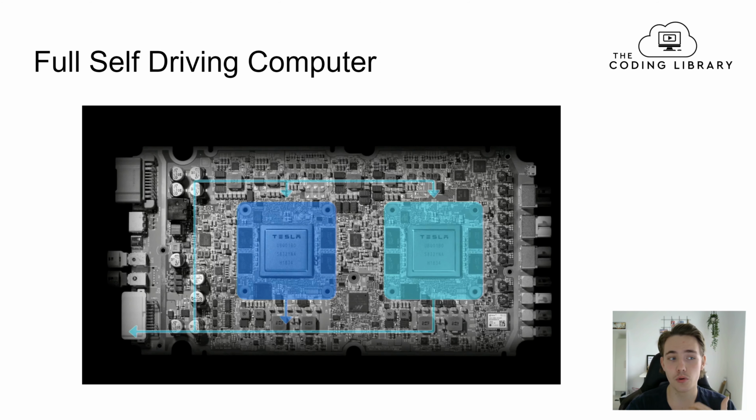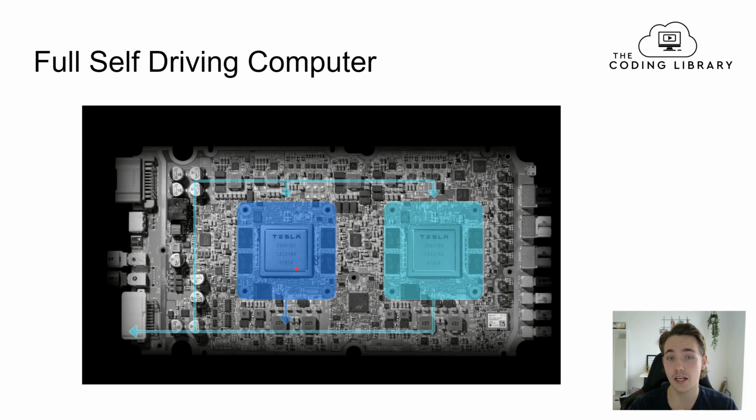So Tesla has their own full self-driving computer. In the past they used NVIDIA GPUs, but they found out it isn't fast enough for the kind of applications that Tesla wants. So they developed their own full self-driving computer, which has 2 chips on the computer.